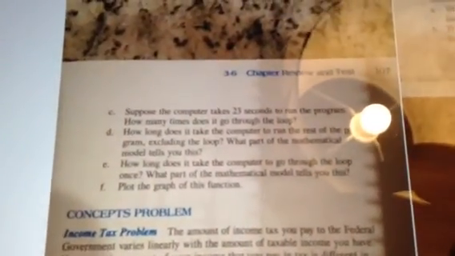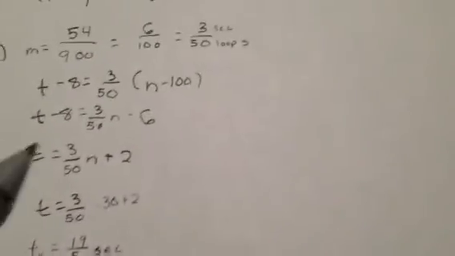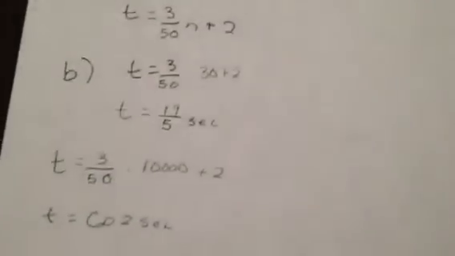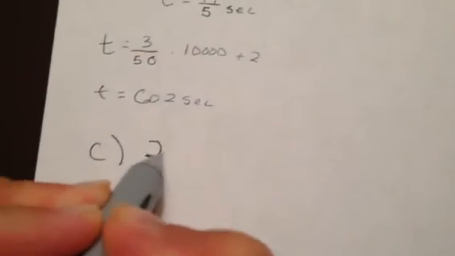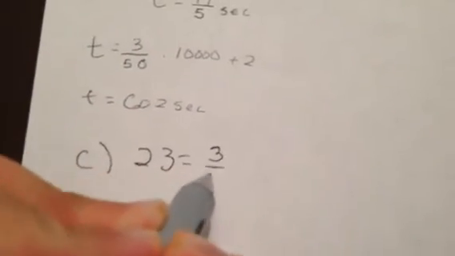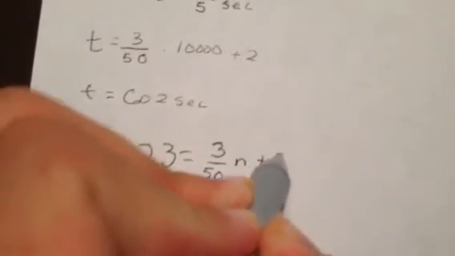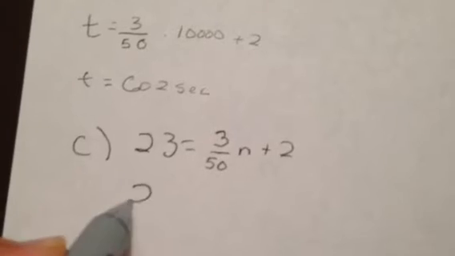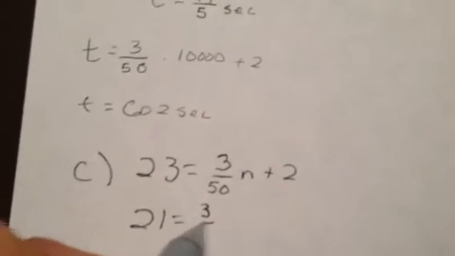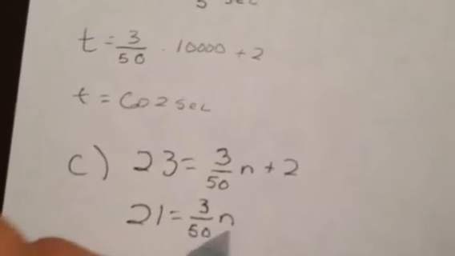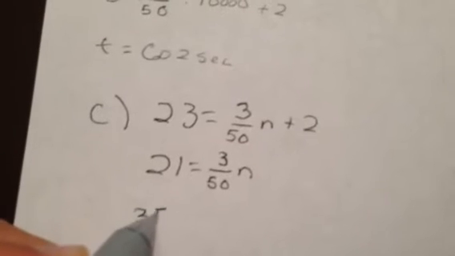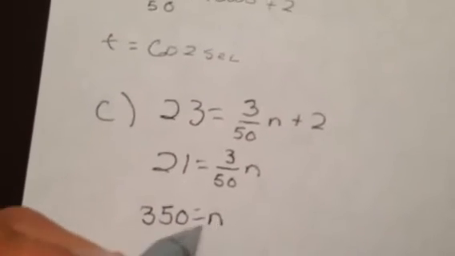Now that's part B. Then we have over here C. Suppose the computer takes 23 seconds to run the program. How many times did the computer go through the loop? Well, we see that the 23 seconds is T, your time. So you go ahead and plug that in. 23 our time, equals 3/50ths, and our number of loops plus 2. I'm going to start solving this right away. 21 equals 3/50ths n. Divide by 3 gives us 7, multiply by 50 gives us 350 is our number of loops.